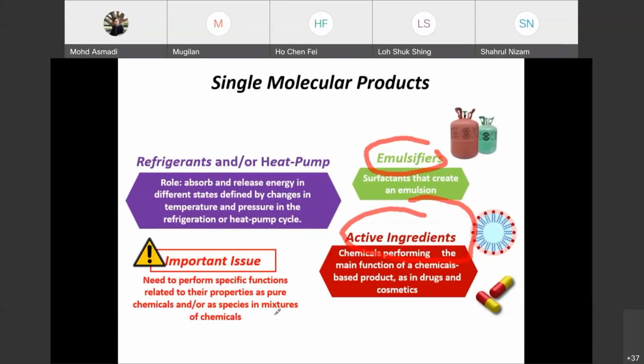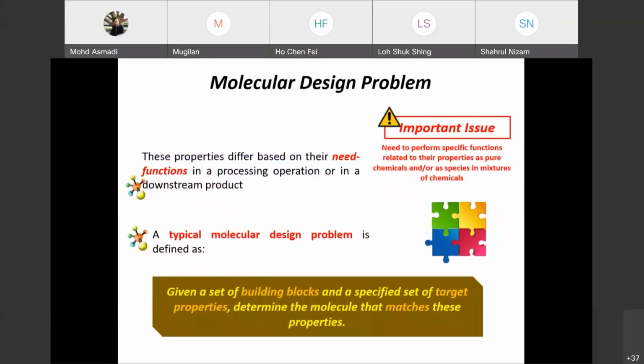So the molecular design product is different from the single molecule product. The properties are different based on the needed function. Needed function means, if you want something not related to the skin, what properties and what chemical do you need to use. That is the difference between molecular and single products.